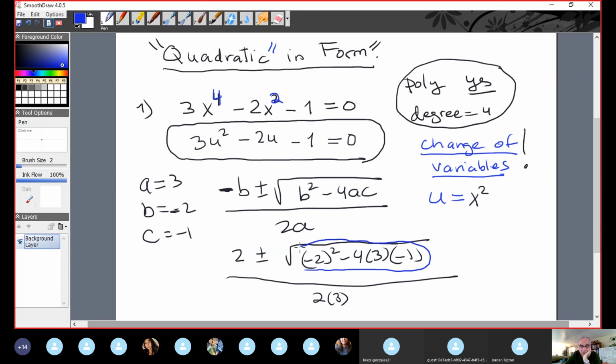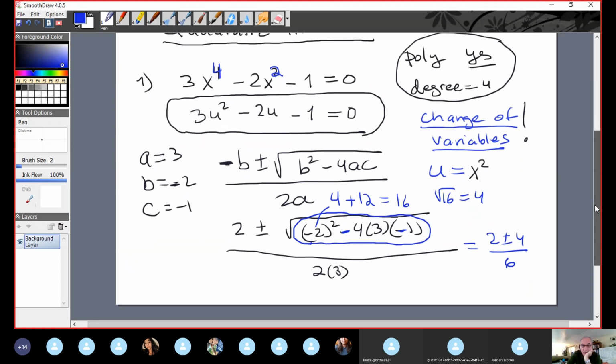Okay, according to the order of operations, this is the first part. This is 4 positive, negative 2 squared, regarding the negative, positive is positive. And this is plus because we have a double sign here, negative and negative together is positive. So it's 12, no? 12. And 12 and 4 is 16, and the square root of 16 is 4. And we have 2 plus and minus 4 divided by 6, sorry, 2 times 3 is 6. Everyone follow me so far?